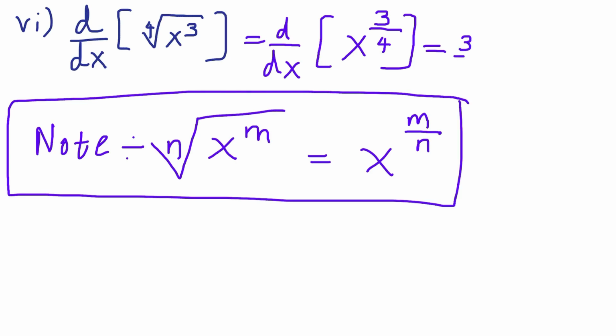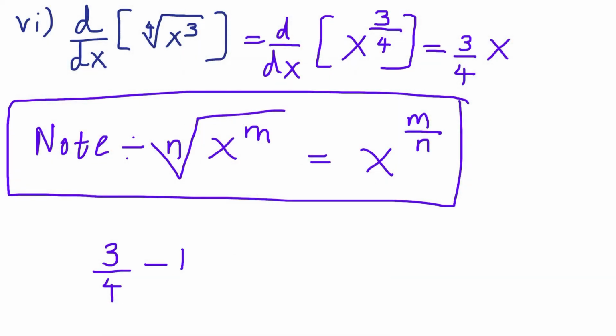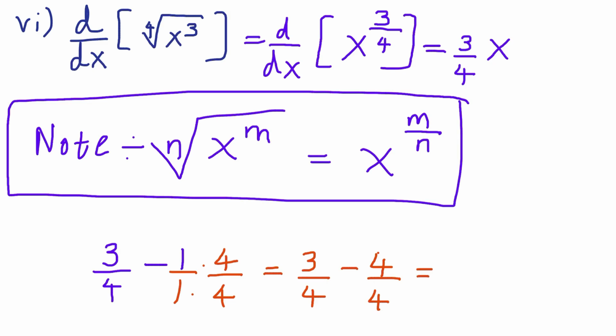Again, we have to make the common denominator to simplify this further, and let's do it separately. So 3 over 4 minus 1, and I'm going to multiply the numerator and the denominator of this 1 by 4. Then we get 3 over 4 minus 4 over 4. If you subtract, we get negative 1 over 4. Then we can write down the final answer as 3 over 4 times x to the power negative 1 over 4.